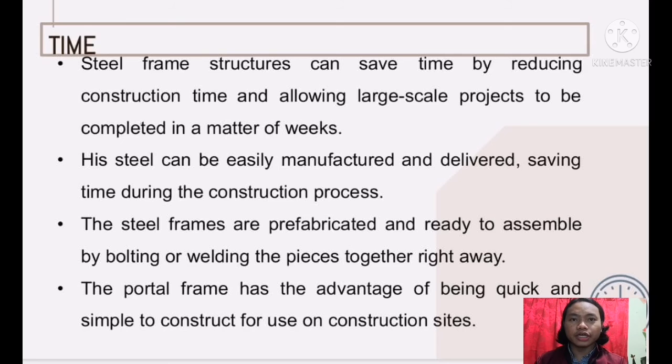Next, I would like to explain about time. Steel frame structure can save time by reducing construction time and allowing a large scale project to be completed in a matter of weeks. The steel can be easily manufactured and delivered, saving time during the construction process. The steel frames are prefabricated and ready to assemble by bolting or welding the pieces together right away. The portal frame has the advantage of being quick and simple to construct on the construction site.